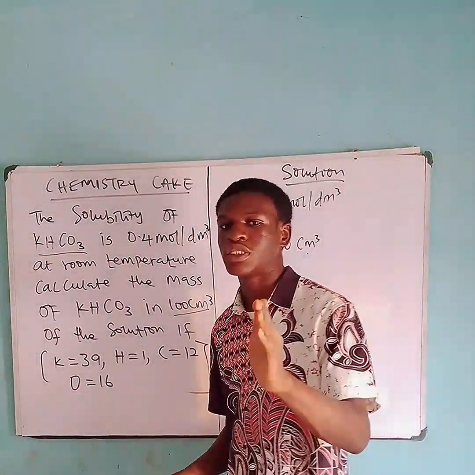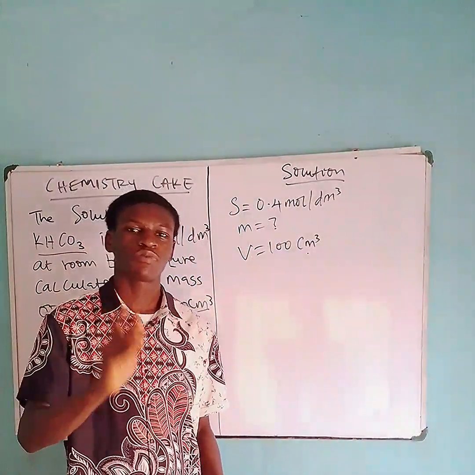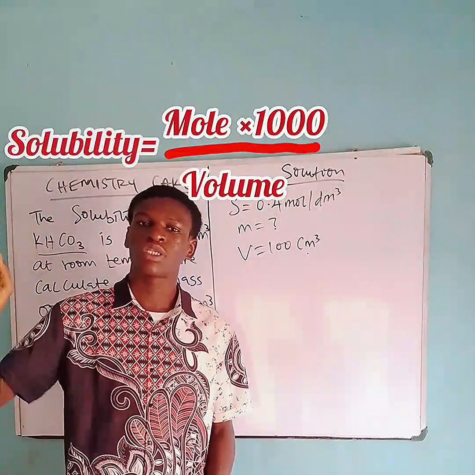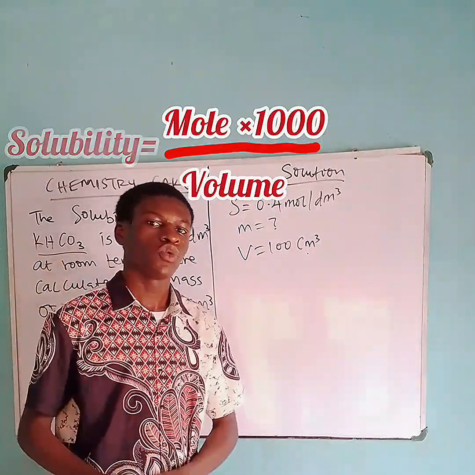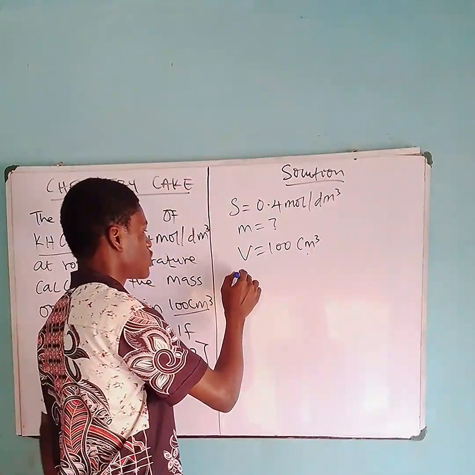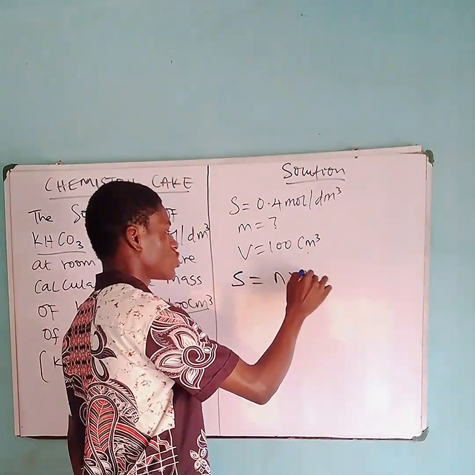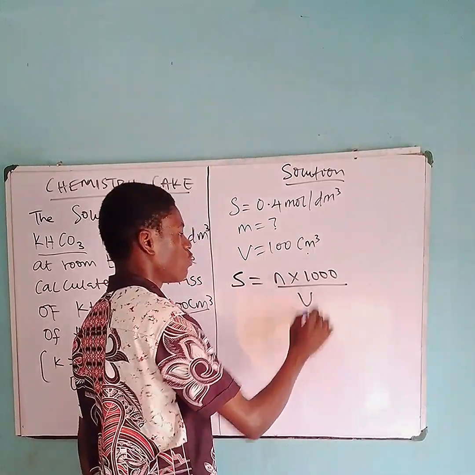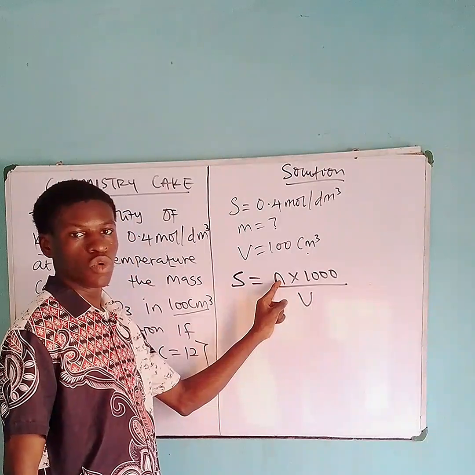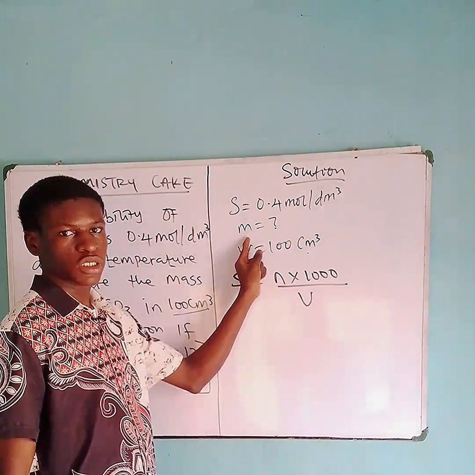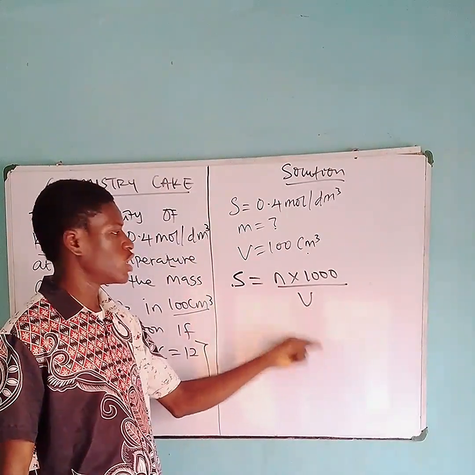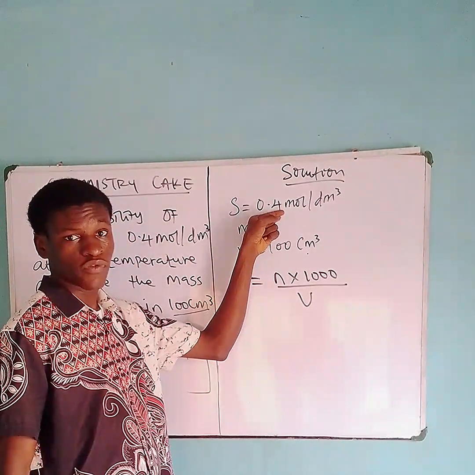So if we have known that, we know that our solubility expression that we are using is: solubility equals mole times 1000 divided by volume, because the volume is in cm³. So I take note of that. Now, in this question, I'm not looking for the mole. I'm looking for the mass. And I've already been given the solubility and also the volume. Volume is 100 and solubility is 0.4.